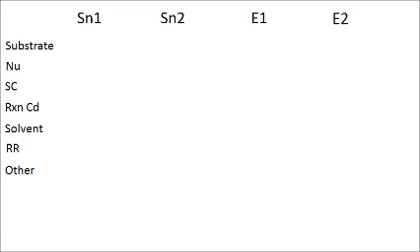So in an SN1 reaction, you always use a tertiary substrate or a secondary substrate, but it prefers tertiary substrates. SN1, E1, and E2 all prefer tertiary substrates over secondary or primary substrates. SN2 is the only reaction that uses a primary substrate. First order reactions use weak nucleophiles. SN2 and E2, second order reactions, use strong nucleophiles.